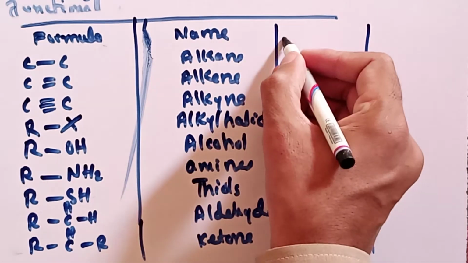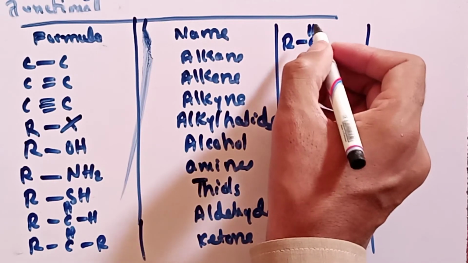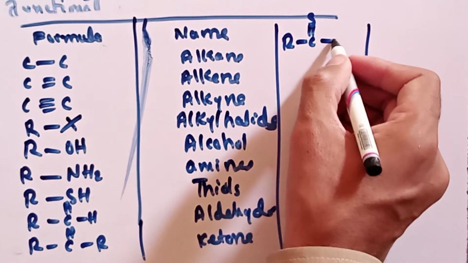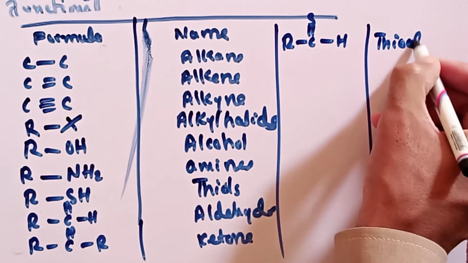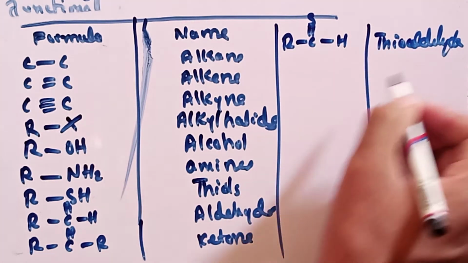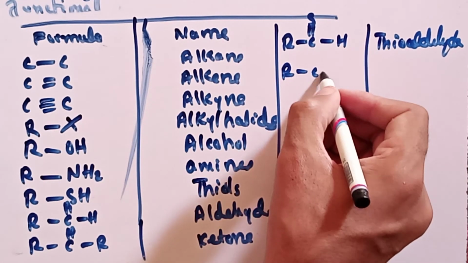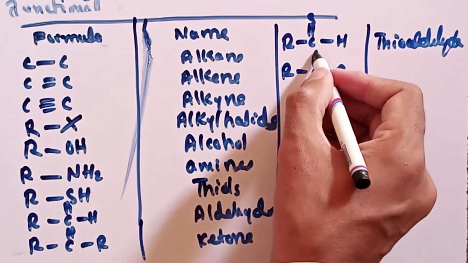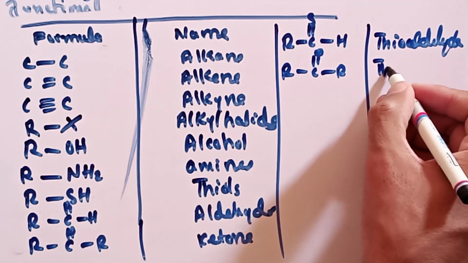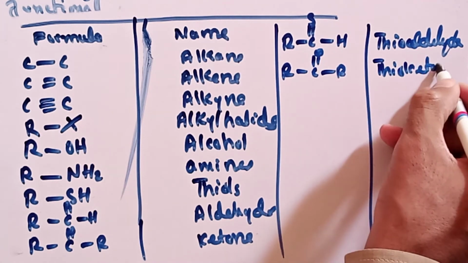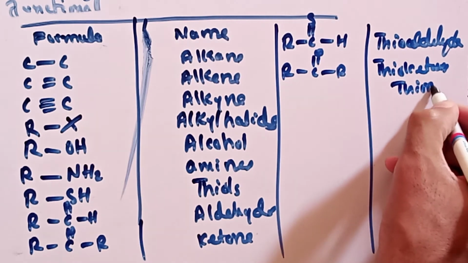When, instead of the double bond O, there is S attached with H, it will be called thioaldehyde. When there is S instead of O in a ketone, it will be called thioketone. Thioketones are also called thiones.